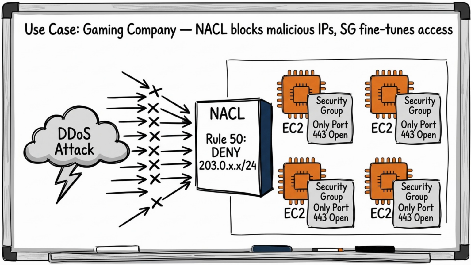Take for example, a gaming company that opens port 443 on their web tier security group for HTTPS traffic, while a NACL blocks an entire IP range that was causing a DDoS spike. 2 layers, 2 purposes.